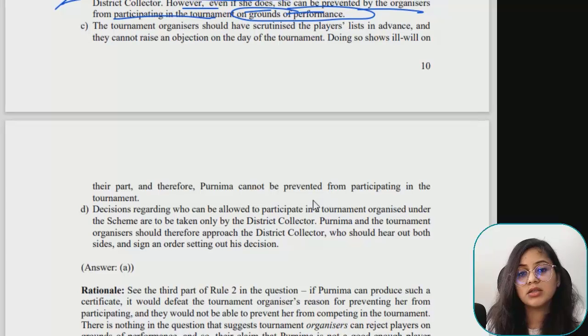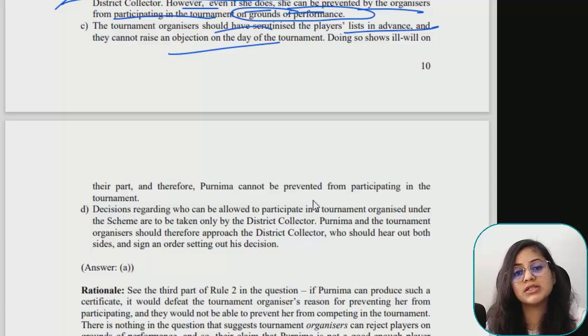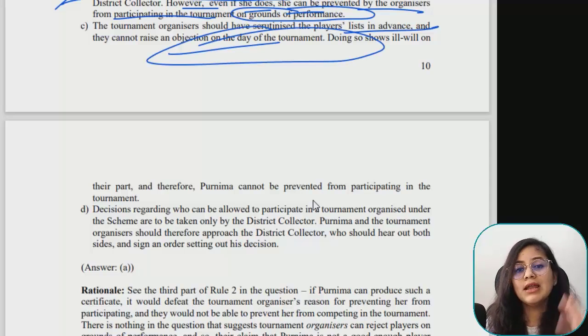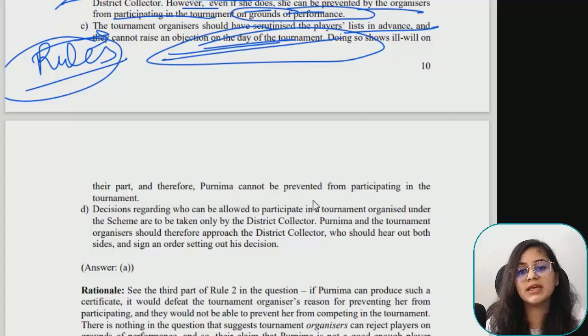This cannot be the answer. Then the third one is tournament organizers should have scrutinized the players list in advance and they cannot raise objection on the day of the tournament. Now these arguments might come to your mind as a layman, but here in legal reasoning questions we have to stick to the rules only. The rules nowhere say that you cannot disqualify on the day of tournament. So this also will not apply.